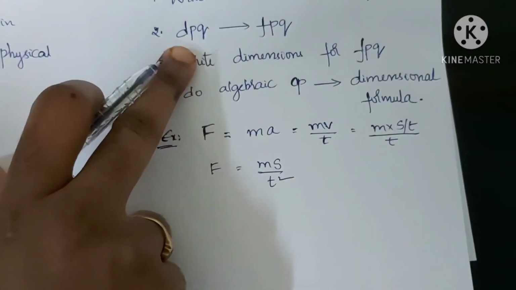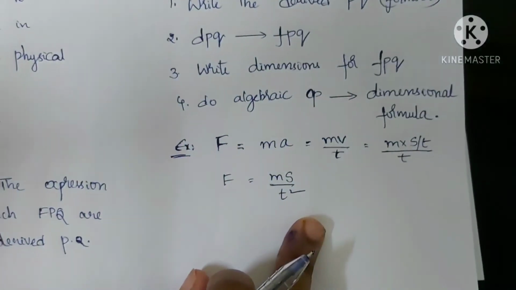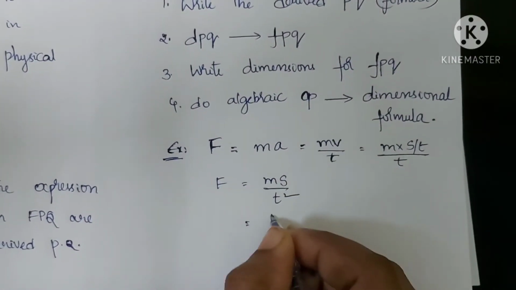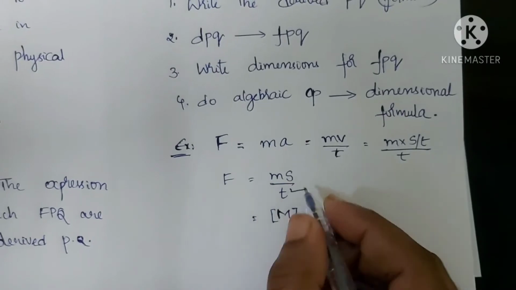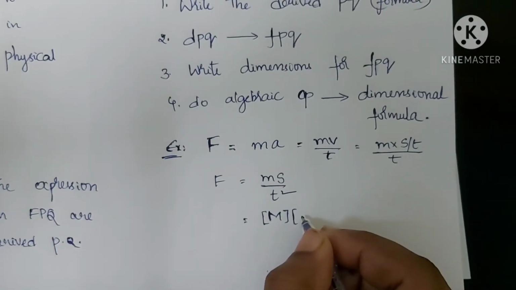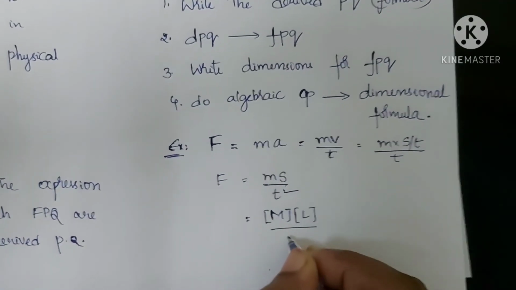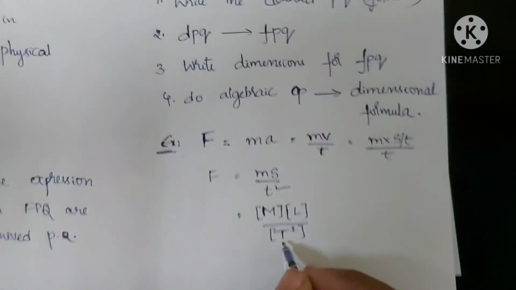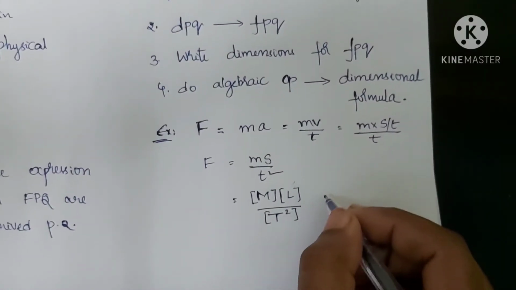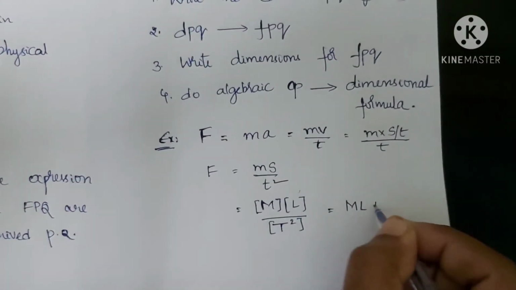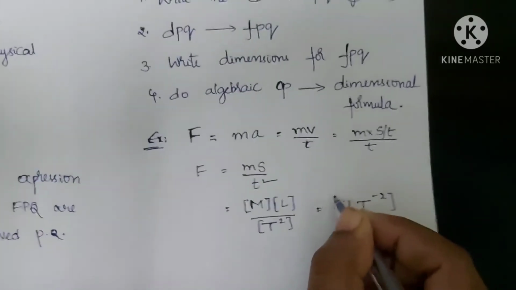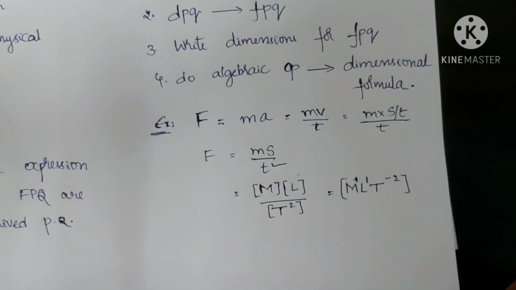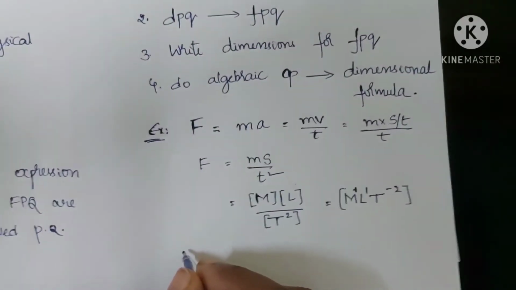Now I have written all the derived physical quantities in terms of fundamental physical quantities. What is the third step? Write dimensions for the physical quantities. The dimension for mass is M, for displacement or distance it is L, and for time it is T square. Now do algebraic operations. Here there is nothing to cancel out, so I am taking the time over here: M L T power minus 2. Either you can write it as M L T power minus 2, or M power 1 L power 1 T power minus 2.